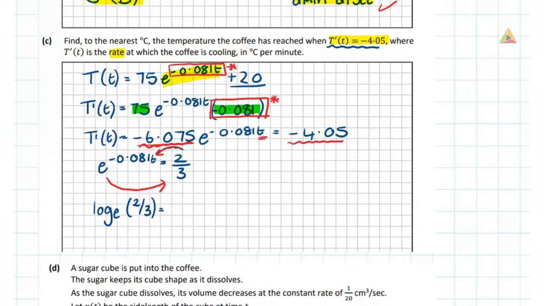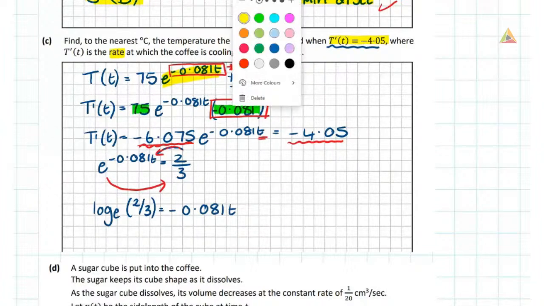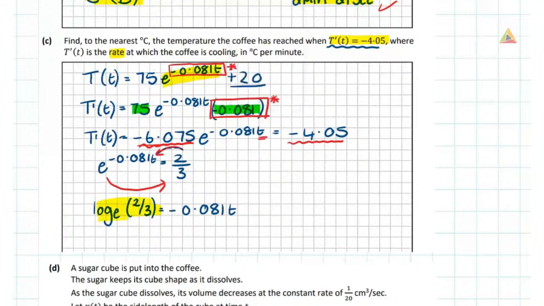We're following the arrows in this direction, minus 0.081t. This part can go straight into your calculator. And when you put that in, you should be getting, so minus 0.081t, if I just switch it around, is going to be equal to minus 0.405465. And to finish, to get t on its own, you're going to divide both sides by minus 0.081.